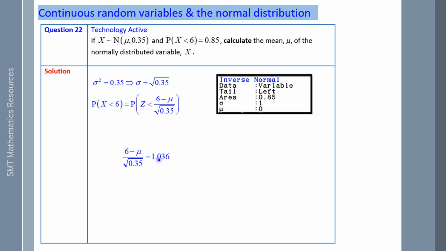Finding from that, I get 1.036 is my z-score. So now I can sub that in. So my z-score is 1.036. Now I can just rearrange and solve for mu. So I'm going to multiply both sides by the square root of 0.35. Then I'm going to rearrange, and my mu is 5.387.